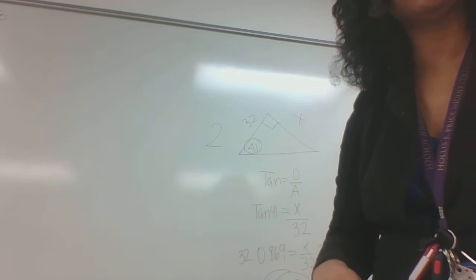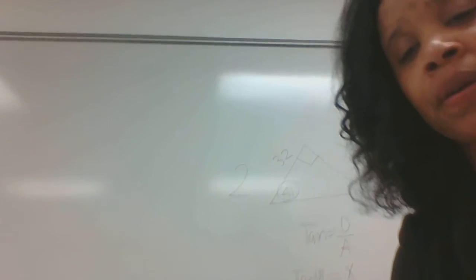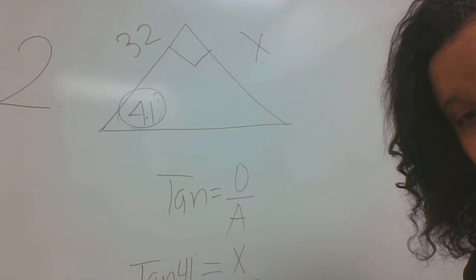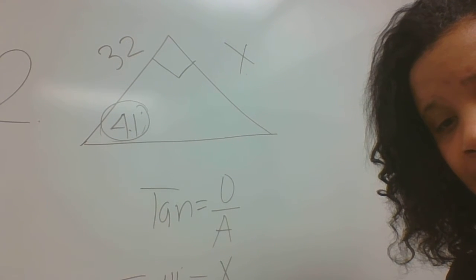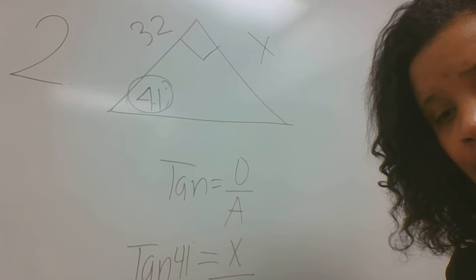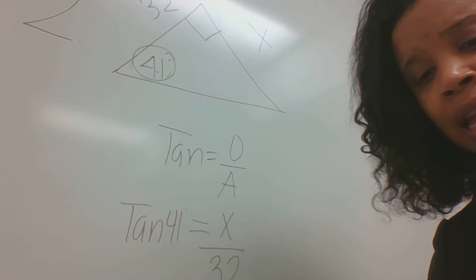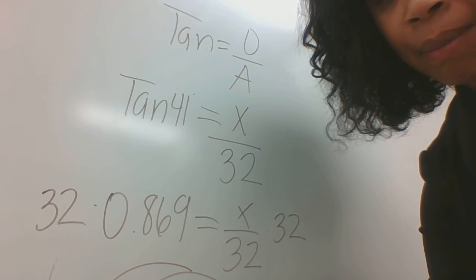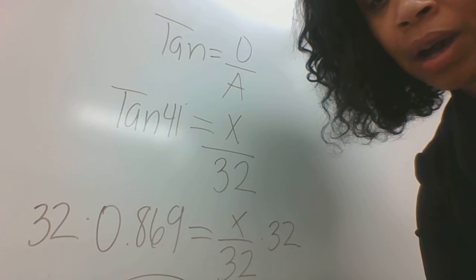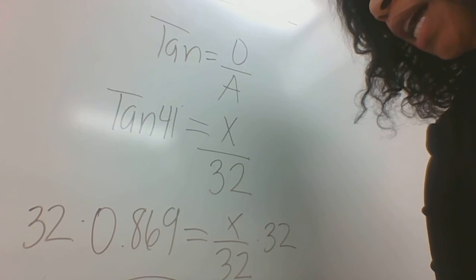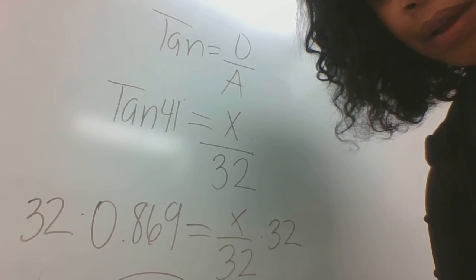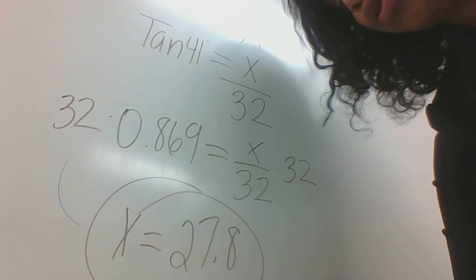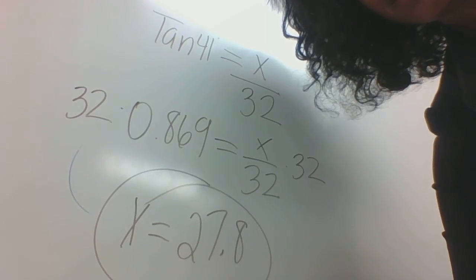Are there questions on this? Again, I'm going to give you a close-up view. There's our question. That's how we knew to use the tangent. Tangent of 41 is x over 32. Then we found what the tangent of 41 was. It was 0.869. We multiplied by 32 on both sides. x equaled 27.8. Great job.